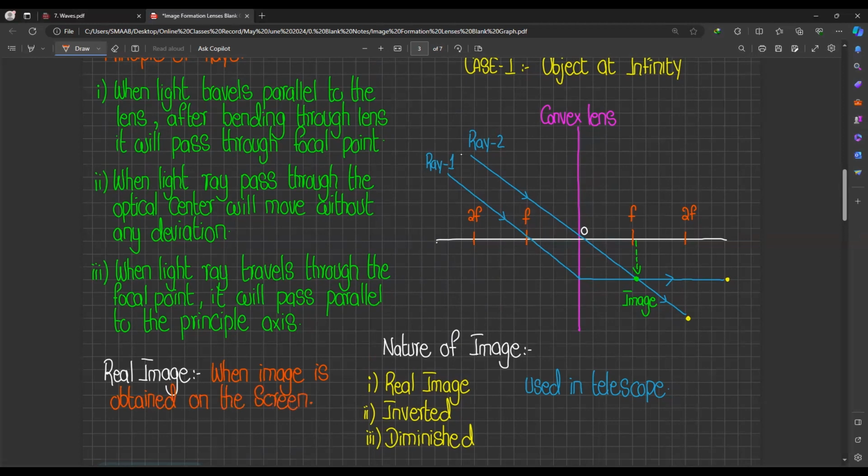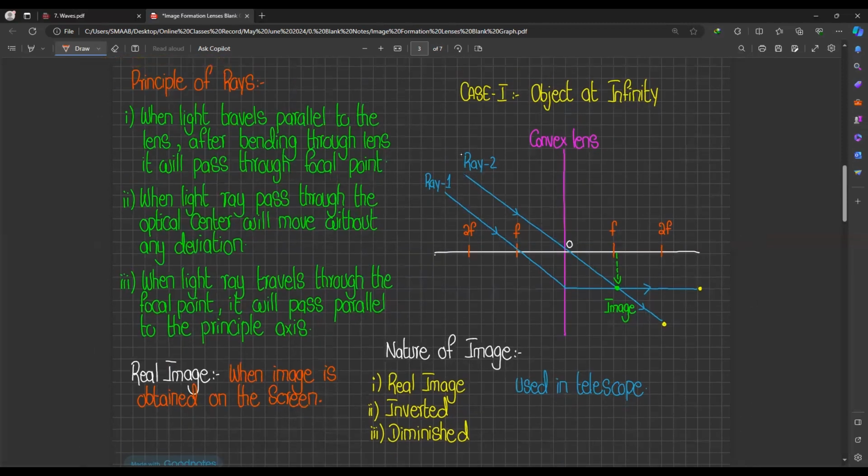So any confusion in the first case? Or any confusion in convex lens or concave lens? Any confusion? How can we tell if the image is real and not virtual? Basically, we started the rays from one side of the lens, like the left hand side. So if you are getting the image on the other side, on the right hand side, then simply that image is real. And if your light rays are coming from the left and you are getting the image on the left side, on the same side, then your image is virtual, right?